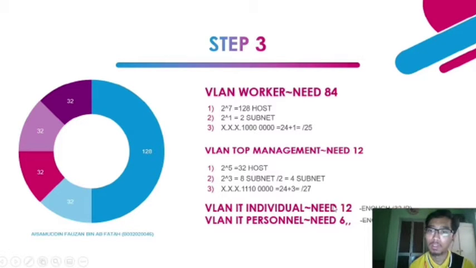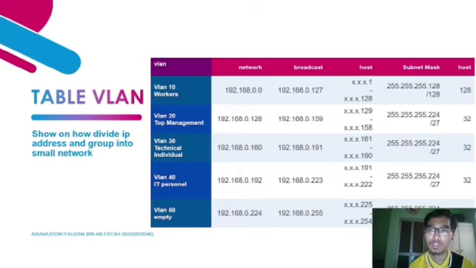The VLAN for technical individuals just uses 32 hosts, and the IT personnel also use 32 hosts because they only need 12 and 6. These are the tables, 128 and 32. The tables show how to divide the IP address and group it into small networks.